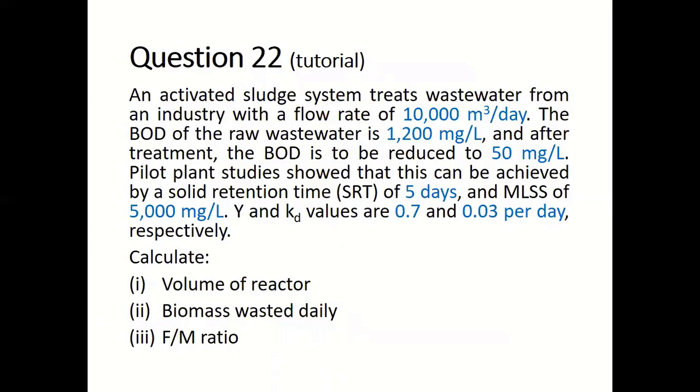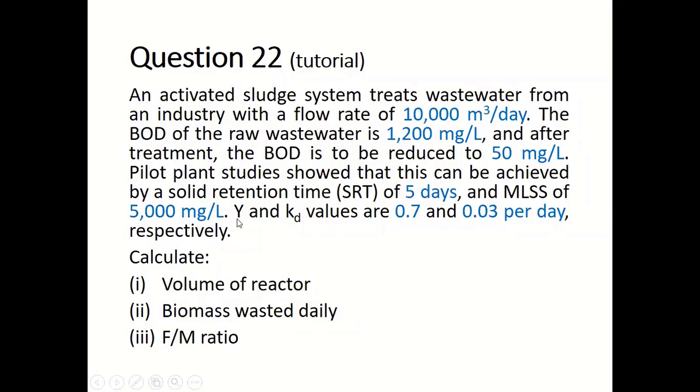Now this is question number 22 from the tutorial, and it is about the activated sludge system. If you read the question, it gives you the flow rate of 10,000, and the BOD of the raw wastewater is 1,200, quite high. After treatment, the BOD is to be reduced to 50. The SRT, or the solid retention time, the sludge retention time, is 5 days.